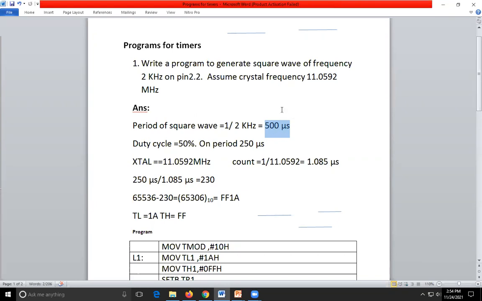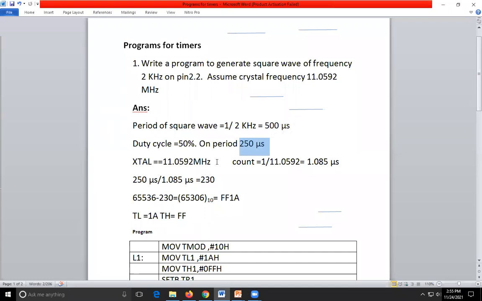Because your square wave starts from 1 and 0. Here 1 is 250 microseconds and here 0 is also 250 microseconds. So 250 plus 250 becomes 500. This is the value of the square wave. So we only have to discuss the positive or negative half cycle. You divide 500 microseconds by the 50% duty cycle and you will get 250 microseconds.